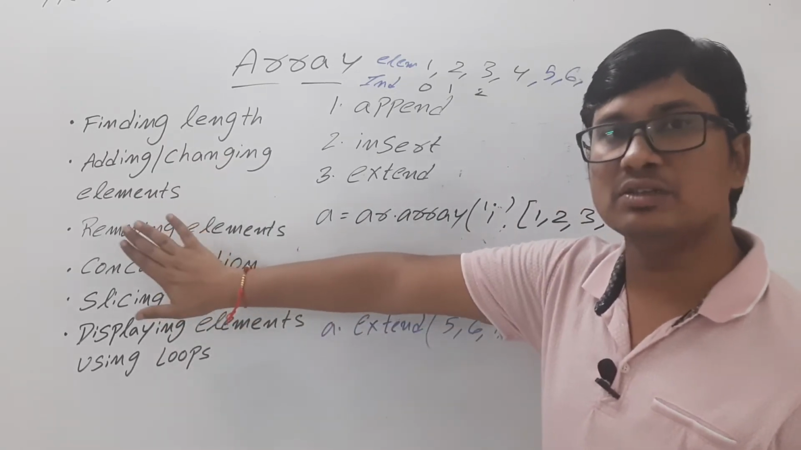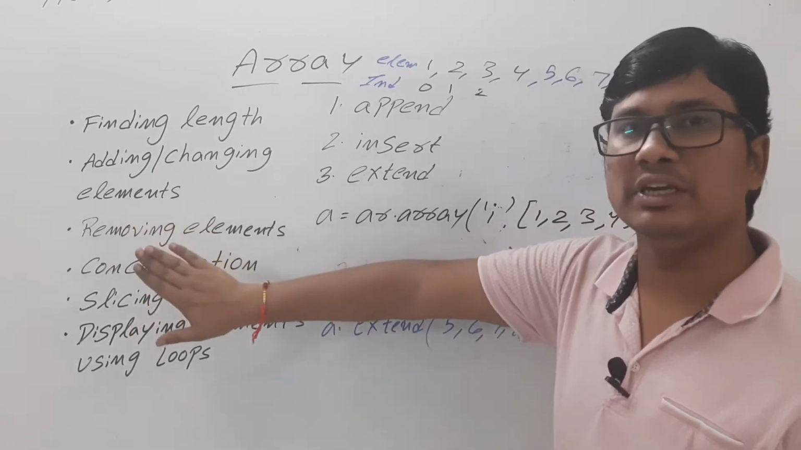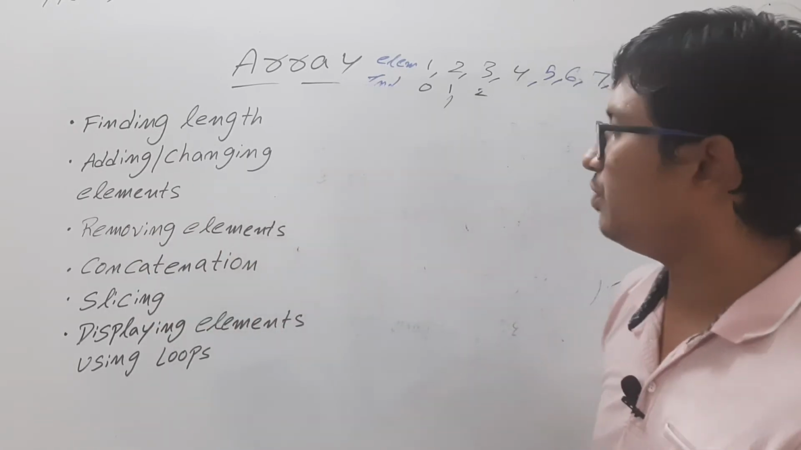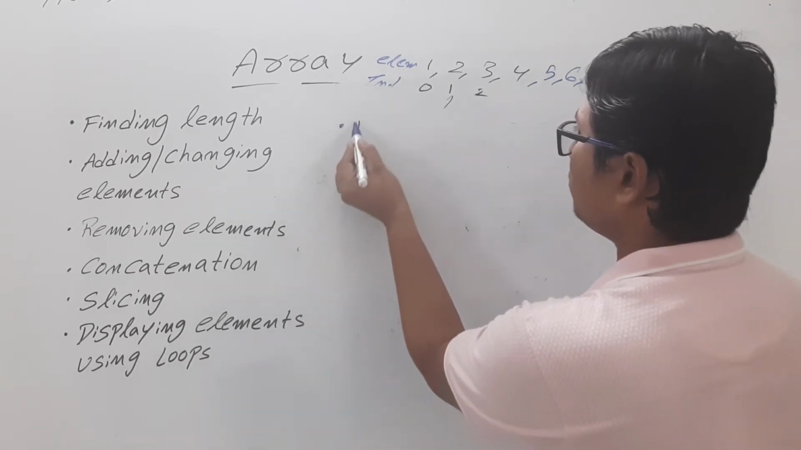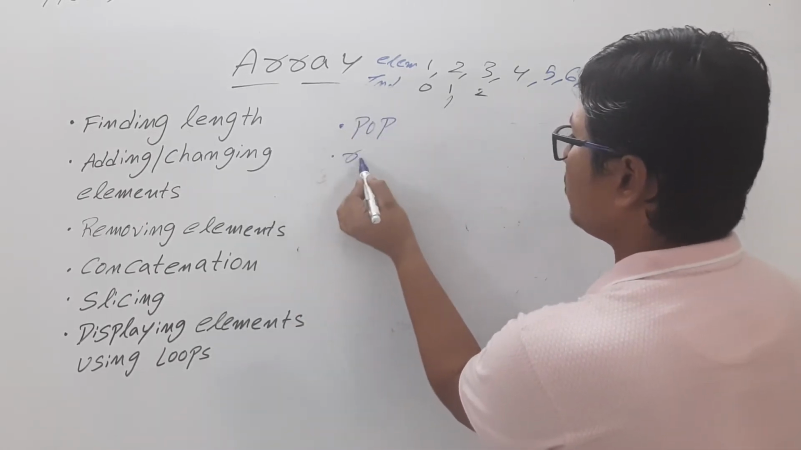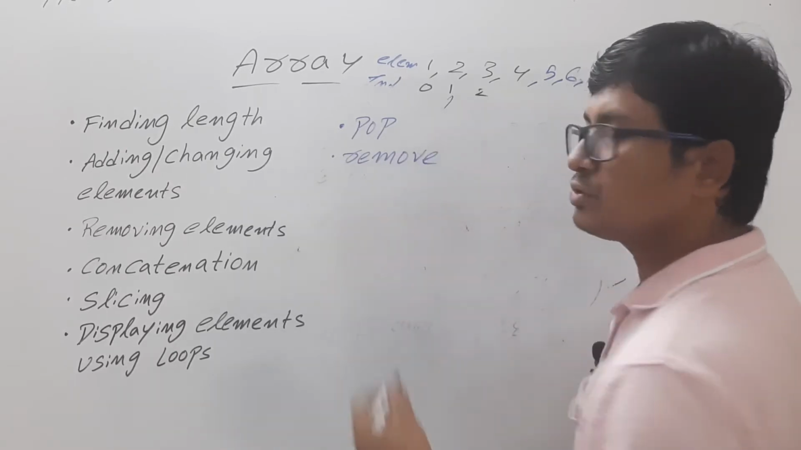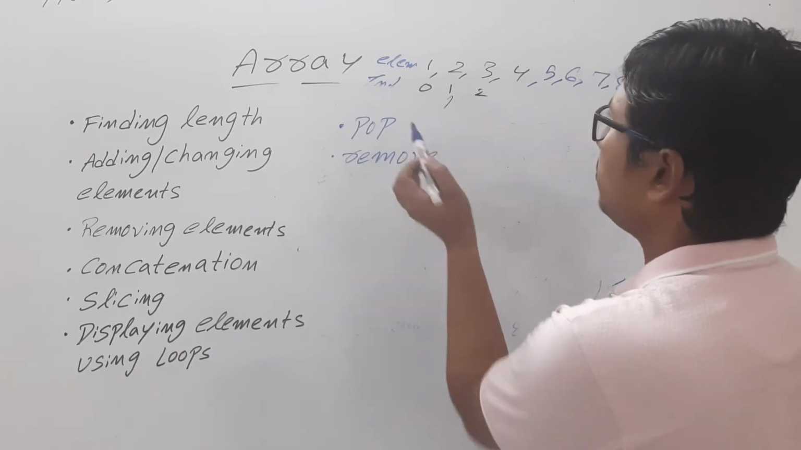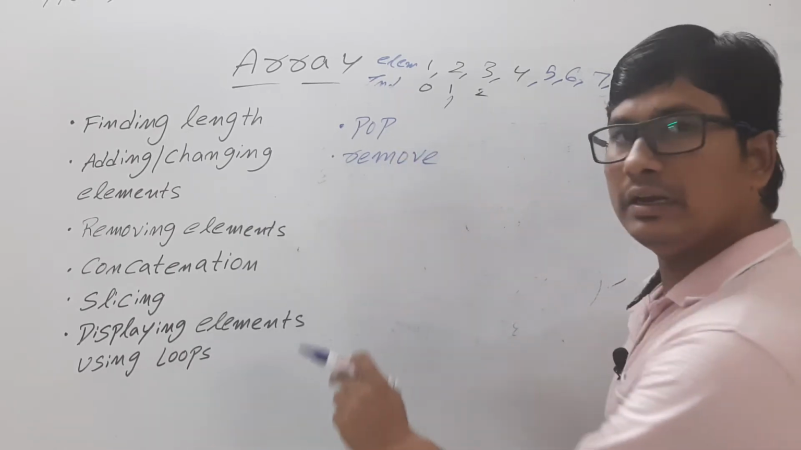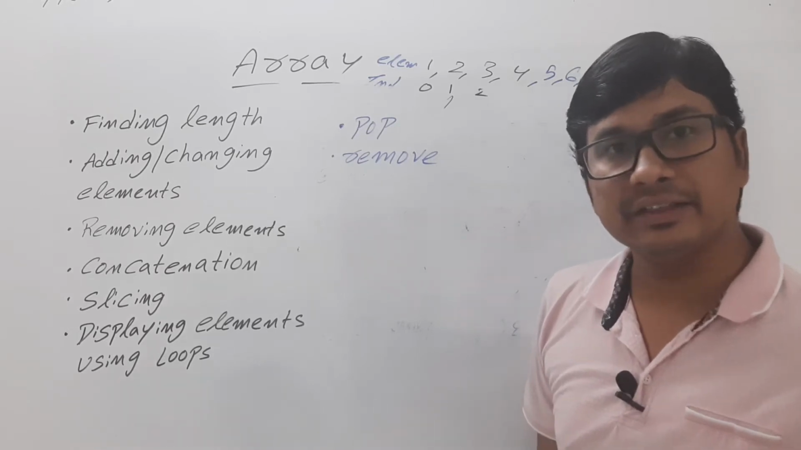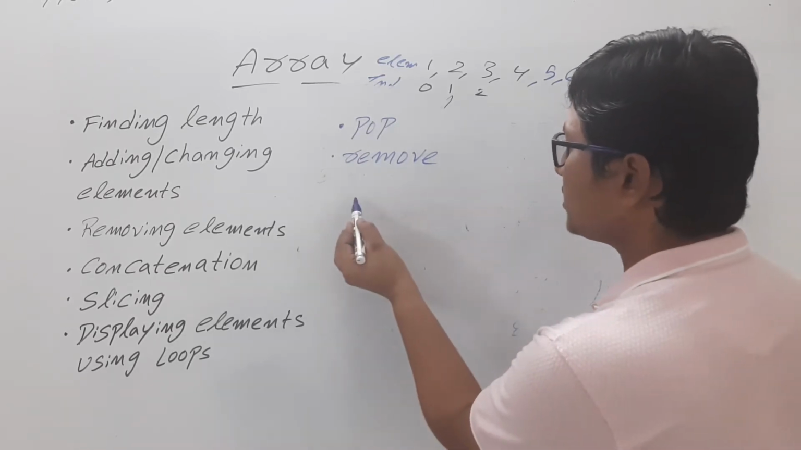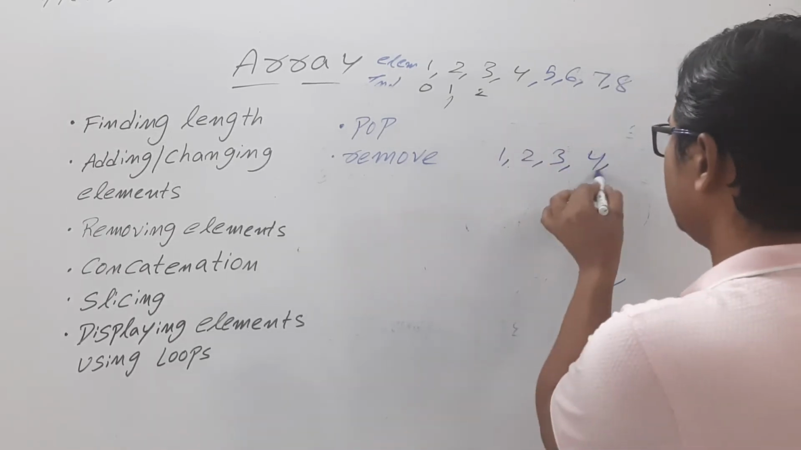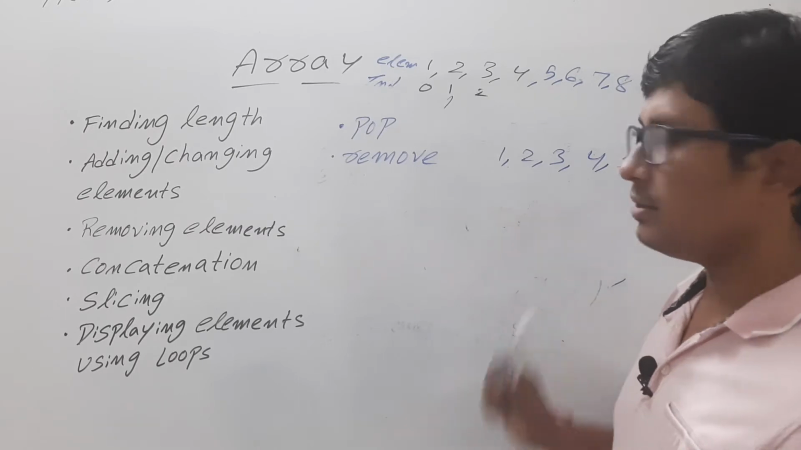Now let me discuss how we can remove elements from the array. We can remove elements from an array using two functions. One is pop, and the other is remove. Let me discuss these two for you. If I specify pop, then it will delete the element and return the value. Let's take that you have an array consisting of the elements 1, 2, 3, 4, 5, just for your understanding.